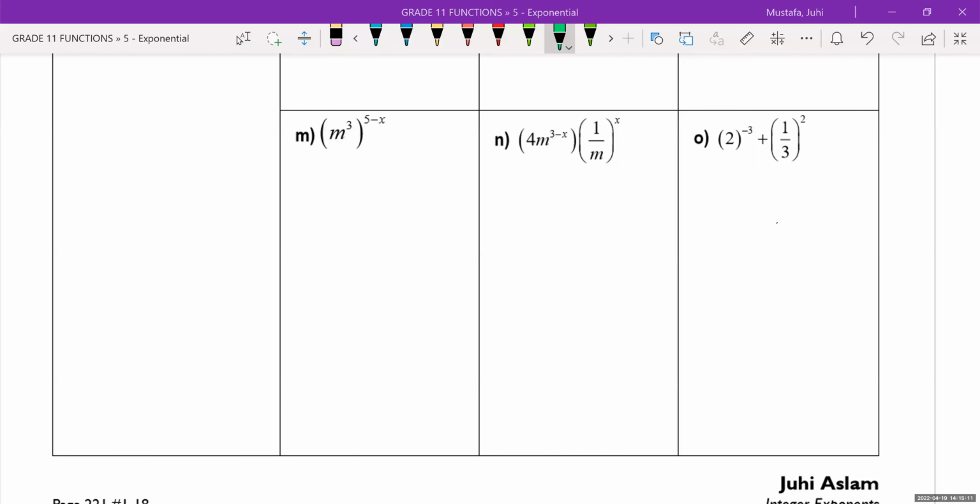Okay, now these questions can be a little tricky because you're probably like, what exactly are we doing here? We are going to use the power of a power rule in this question, and we're going to multiply the 3 with the 5 minus 6. And the way that's going to look is it's going to be m to the power of 3 times 5 minus x. So you're basically just taking the 3 and multiplying it with the entire binomial. And we can expand that and write it as m to the power of 15 minus 3x.